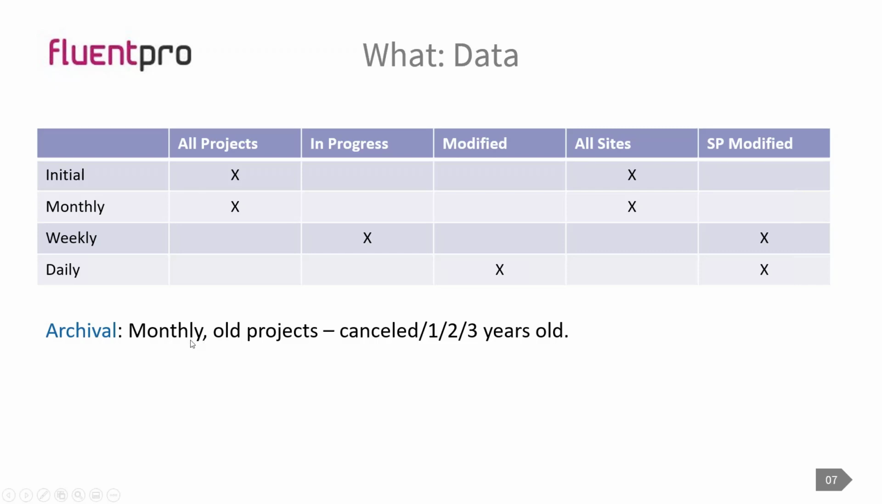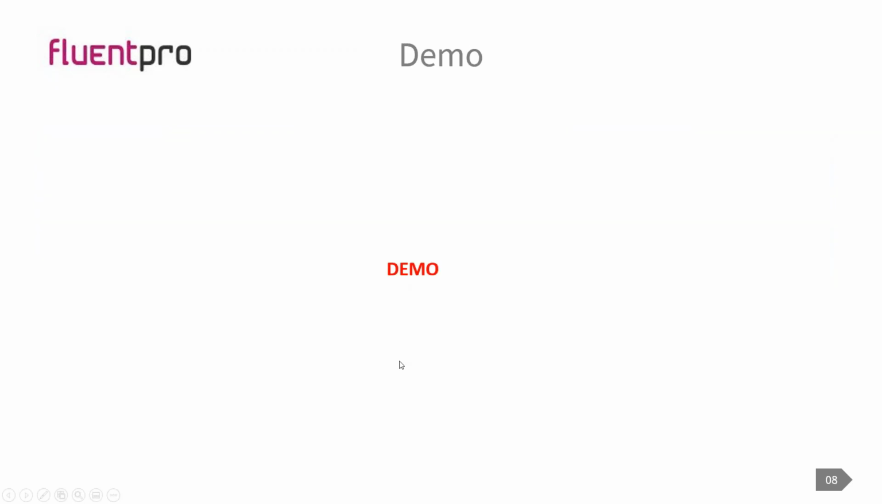For archival, again, maybe monthly, maybe quarterly, old projects. It can include the canceled ones. Depending on your data retention policy, it can be 6 months old, 1 year old, or several years old. Again, it's all specific to your organization, but it is very common to use that archival feature. It makes life easier for everyone.